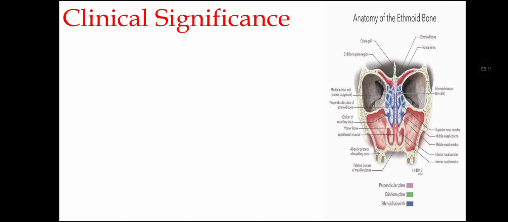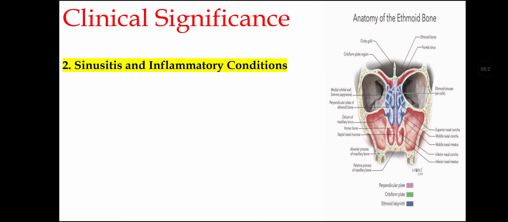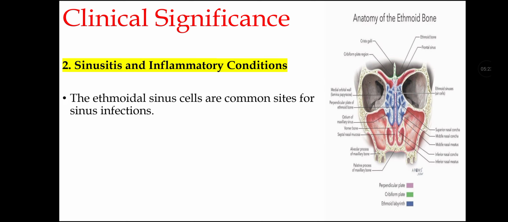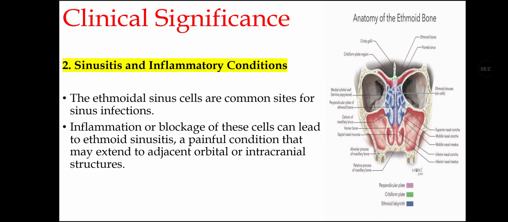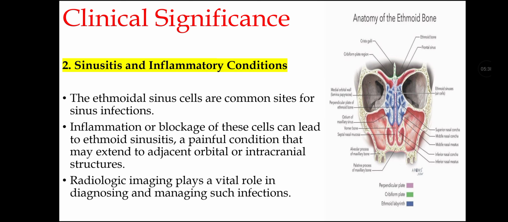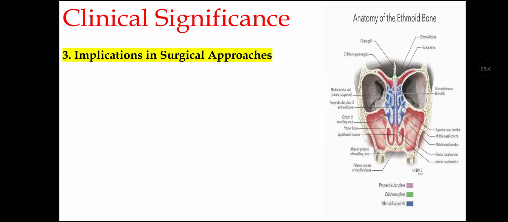The next clinical significance is sinusitis and inflammatory conditions. As the ethmoidal sinus cells are a common site for sinus infection, inflammation or blockage of these cells can lead to ethmoidal sinusitis. That is a painful condition that may extend to adjacent orbital or intracranial structures. Radiological imaging plays a vital role in diagnosing and managing such infections.